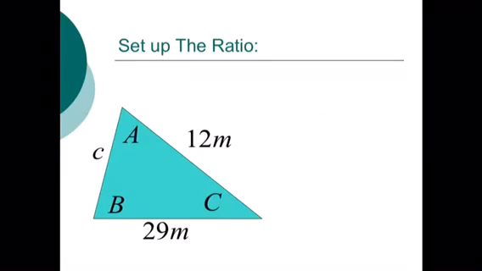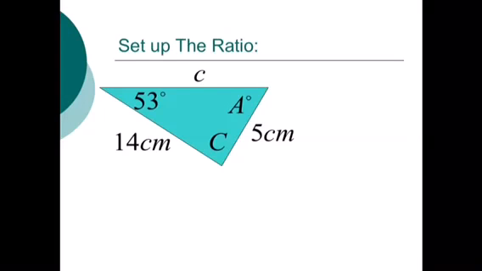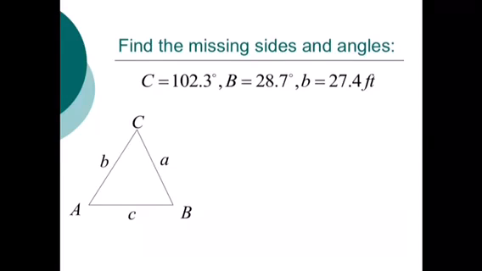Alright, so looking at this triangle, something is missing. I want you to try and figure out what information you would need to help you solve for angle C. Alright, your turn again. Looking at this triangle, you have enough information to set up a ratio to help you solve for an angle. I want you to figure out what the ratio would be and what angle you would be solving for.